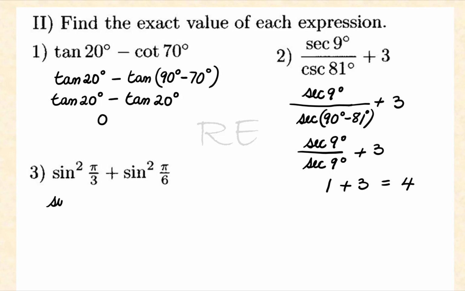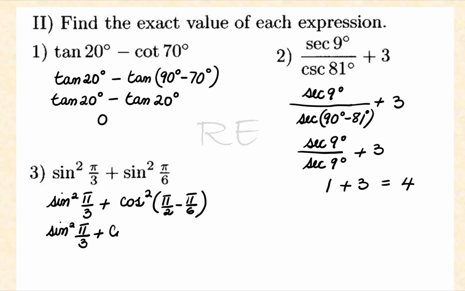Sine squared pi over 3 plus sine squared pi over 6. Sine squared pi over 3 plus cosine squared of pi over 2 minus pi over 6. The common denominator is 6. Therefore, we're going to have cosine squared of the whole thing: we have to multiply pi over 2 by 3. So it's 3 pi over 6 minus pi over 6. Pi over 6 is multiplied by 1, obviously.